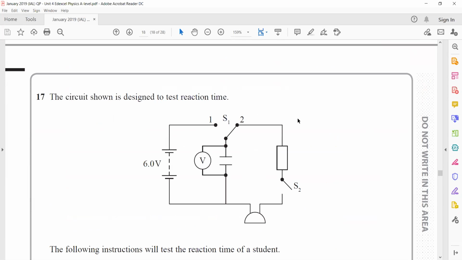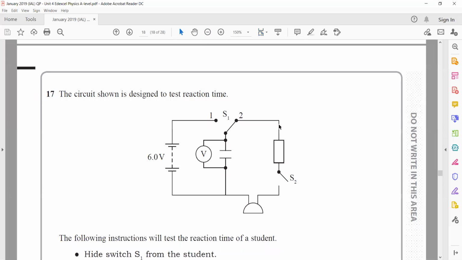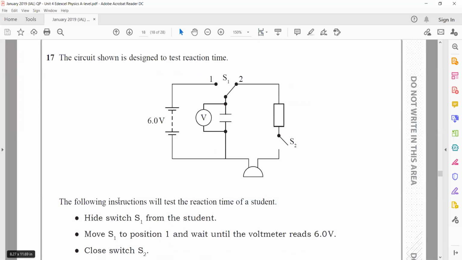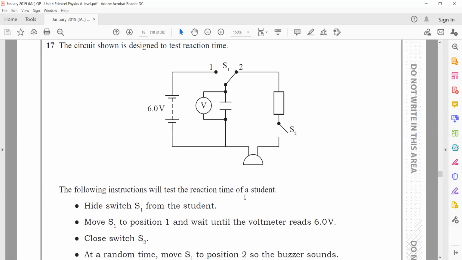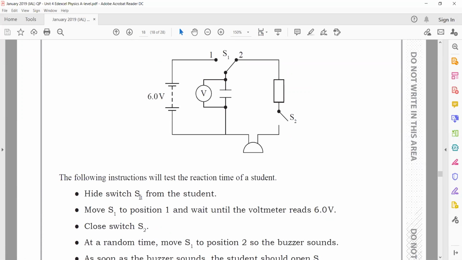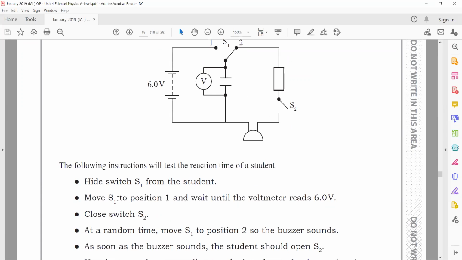Okay. Another circuit, this is also related to the capacitor. The circuit shown is designed to test the reaction time. The following instructions will test the reaction time of a student. Hide switch S1 from the student. So we will hide the switch S1 from the student. Move S1 to position 1 and wait until the voltmeter reads 6.